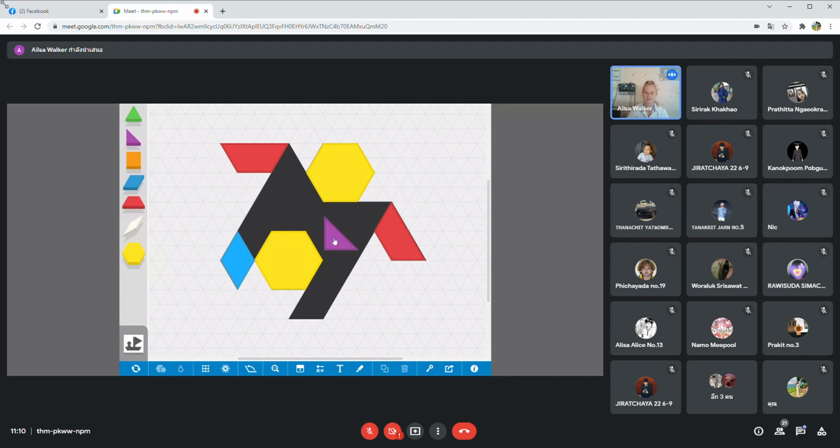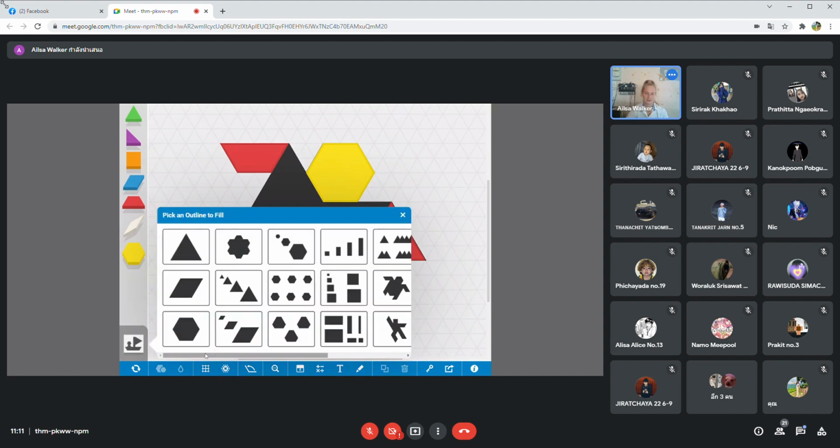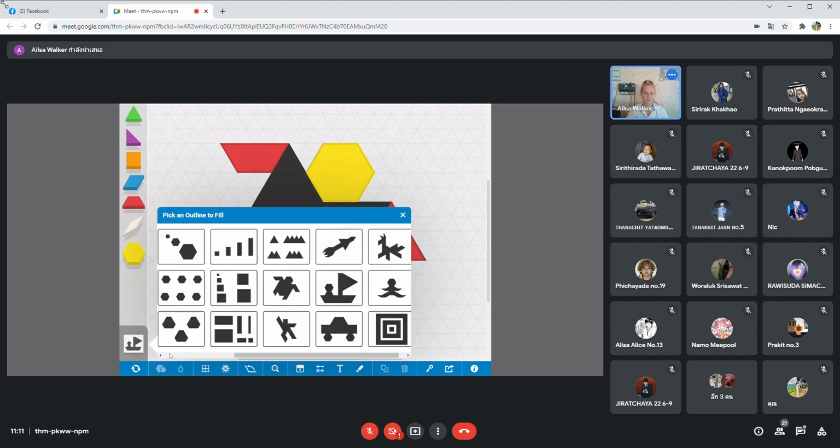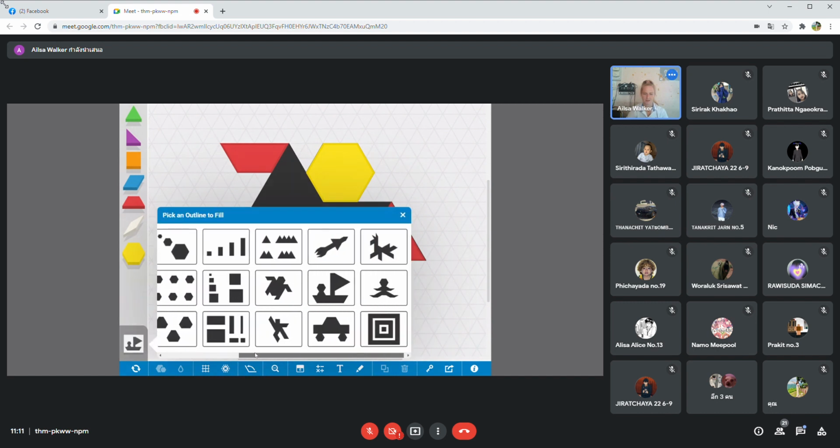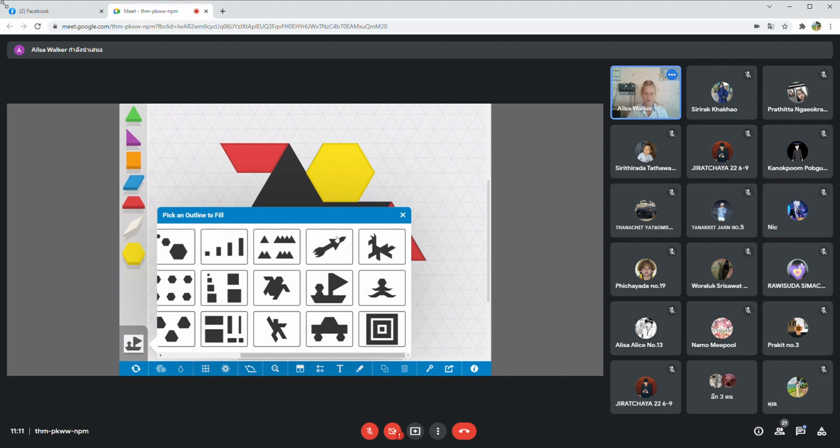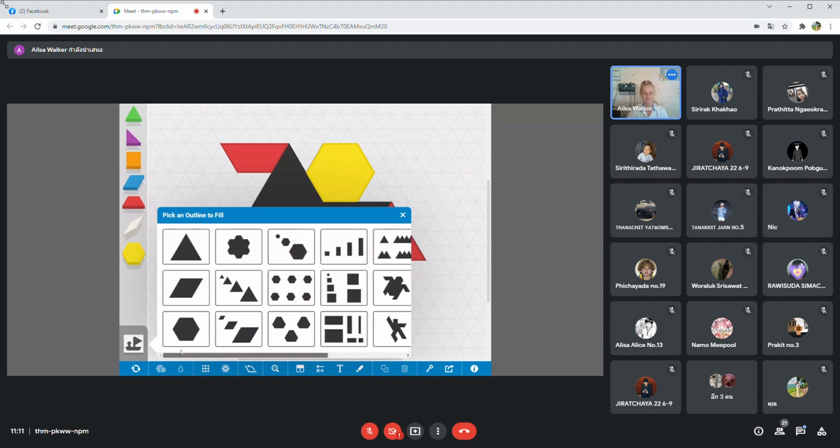Okay, maybe I could use a triangle. I think if you want to make it bigger or smaller, you use the arrows there. Okay, until you fill all the spaces. If you want to do a different picture, can you see here? You can click this and choose a different picture. Ooh. Okay, so you could do a boat, a rocket, car. Okay, do you see?